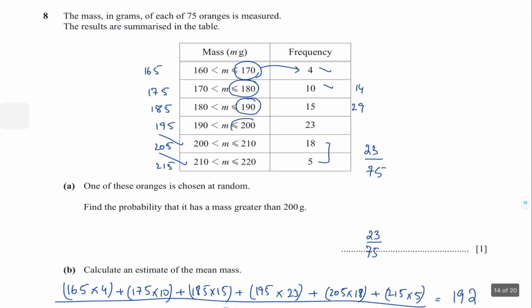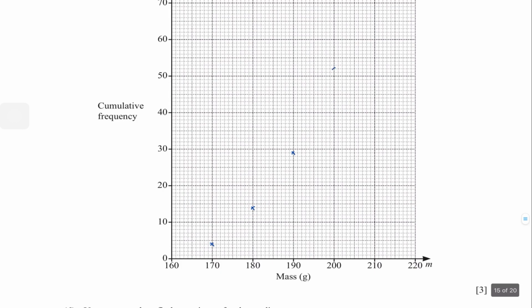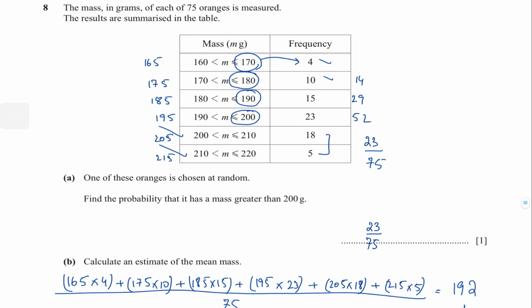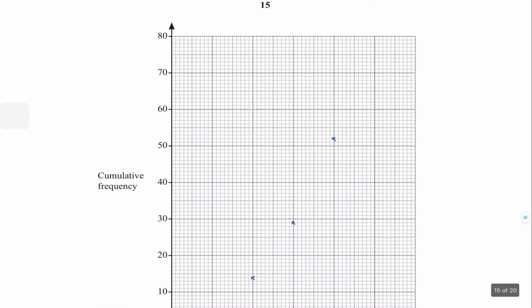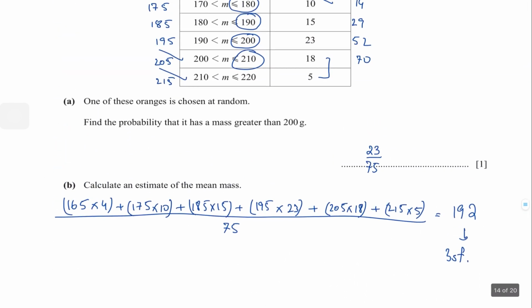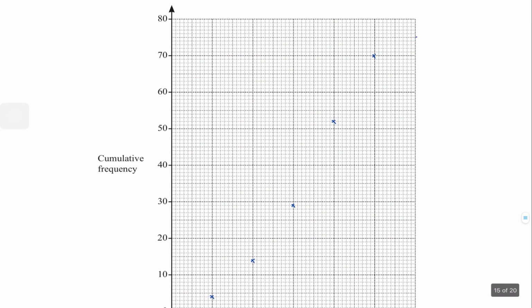And then 200. Let's see, what's 23 plus 29, that's equal to 52. So (200, 52) is another point. (200, 52), there you go. And then we have 210, and in it we're going to add 18. 52 plus 18 is going to be 70. So (210, 70) is another point. (210, 70), and then at 220 it is going to be equal to the total frequency, which is 75. So (220, 75) is going to be somewhere here.